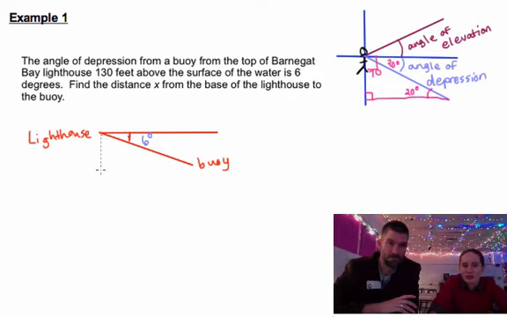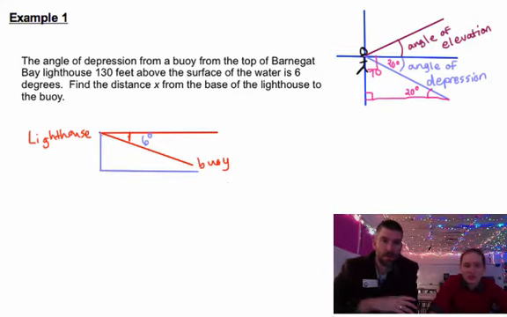Okay, find the distance x from the base of the lighthouse to the buoy. So we can set up a right triangle, actually one of two different ways. We could set one up this way instead if we wanted to, whichever. Right triangle. So if this is 6 degrees, that means this angle is also 6 degrees.